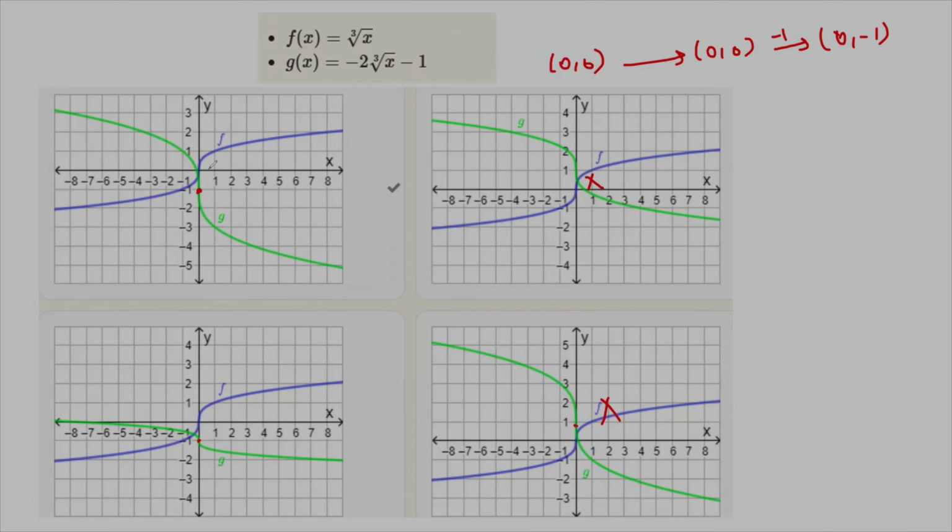For example, 1, comma 1 is in the parent function. If you stretch it vertically 2 times, x shouldn't be multiplied. So x will remain 1, and y will become negative 2. Then again, you move it 1 unit down, so it becomes 1, comma negative 3. Let's check which graph has 1, comma negative 3 as a point. See, this has 1, comma negative 3. This doesn't have 1, comma negative 3. So this is your answer. So you can use 2 points to check your answers.